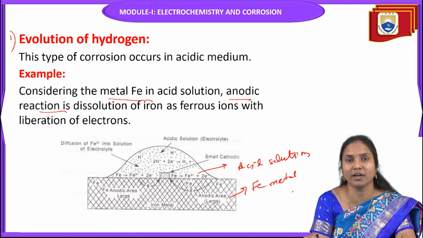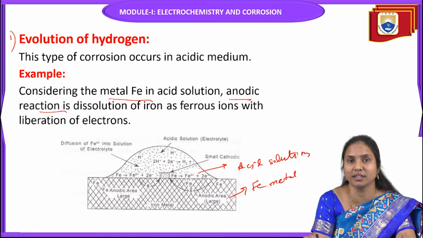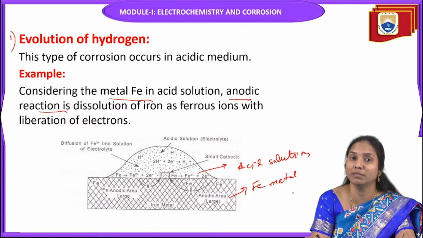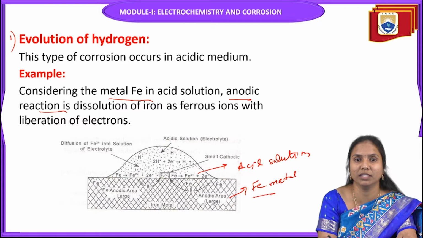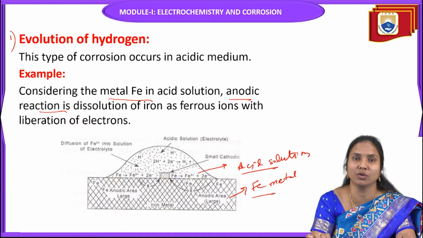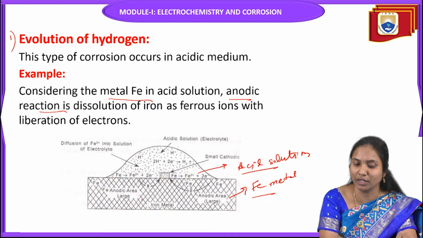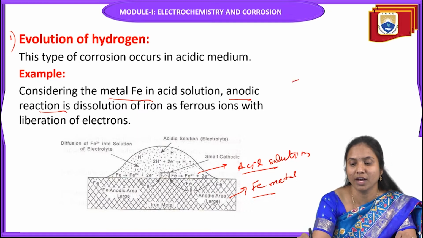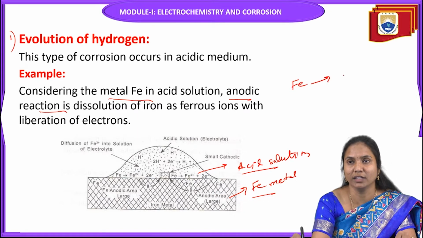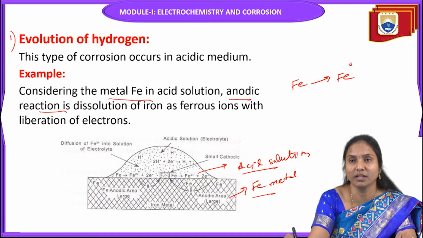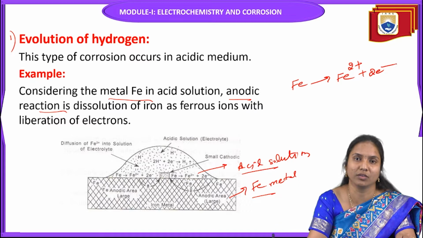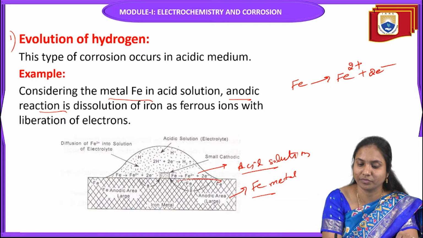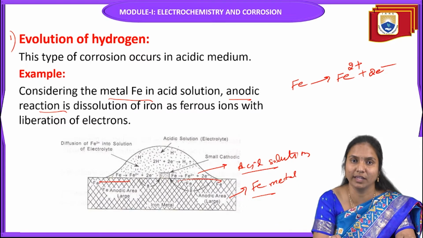In evolution of hydrogen, the reaction occurs in acidic medium. The best example is iron metal in contact with acid solution. Iron metal undergoes oxidation, giving iron ions and loss of 2 electrons. So this area acts as the anodic area.